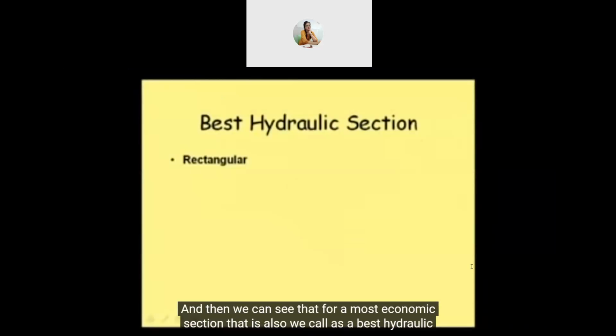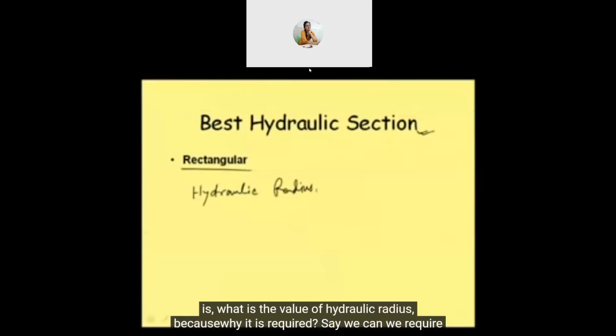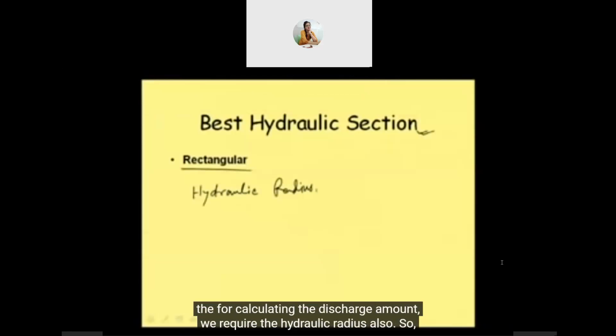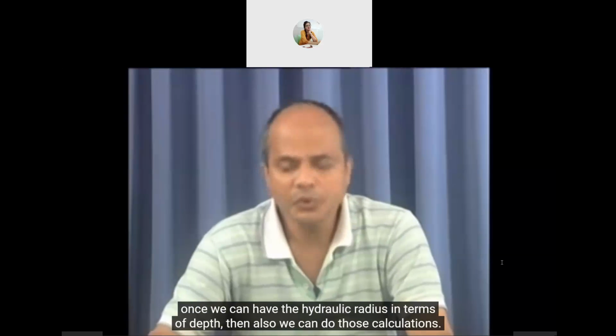Section, that is also what we call the best hydraulic section. For a rectangular section, now we can see what the value of the hydraulic radius is. Why is it required? For calculating the discharge, we require the hydraulic radius also. So once we have the hydraulic radius in terms of depth, then we can do those calculations.